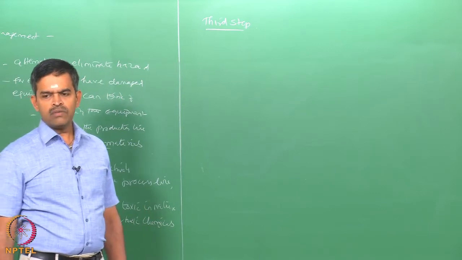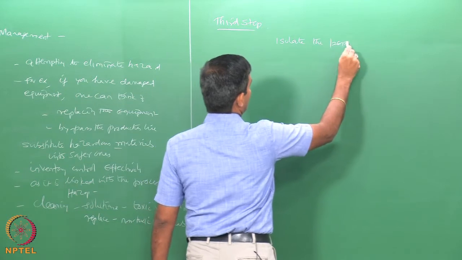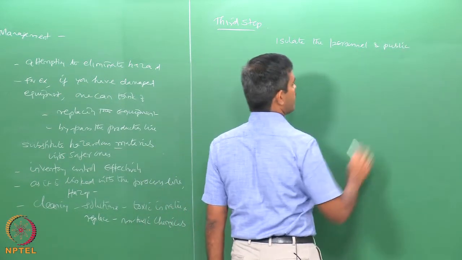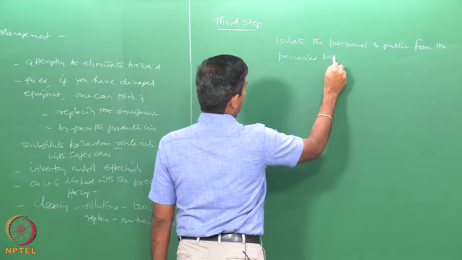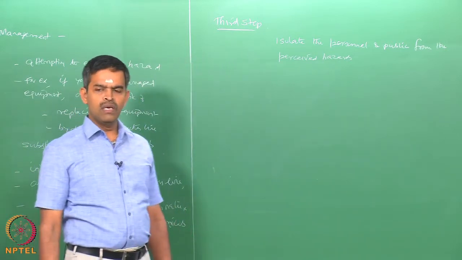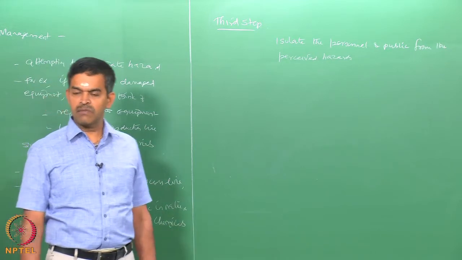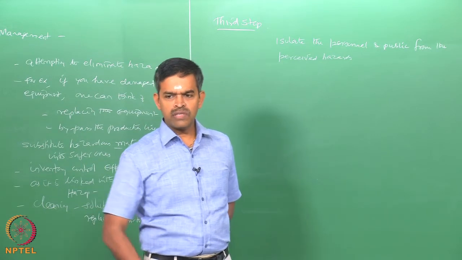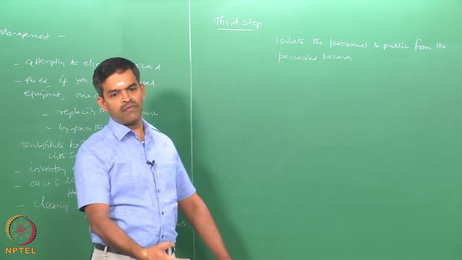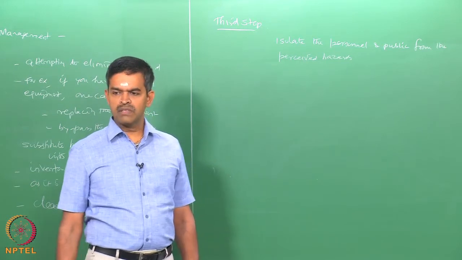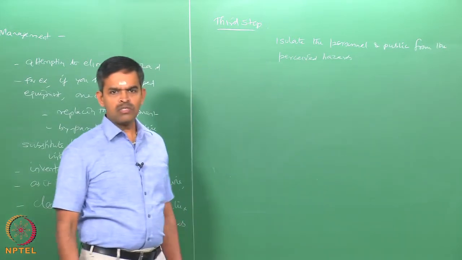Third step could be isolate the personnel and public from the perceived hazards. Personnel or your employee who are working in industry, the limited number of exposure of hours is to be controlled depending upon the threshold value as suggested by the international regulatory agencies. However, you should also take care of the societal risk which is perceived because of the hazardous process carried out by industry in terms of release of chemicals, oil pollution, oil spills, etc., which can be definitely controlled, which can bring down the hazard to the public to a greater level. So, one should isolate the public and personnel.